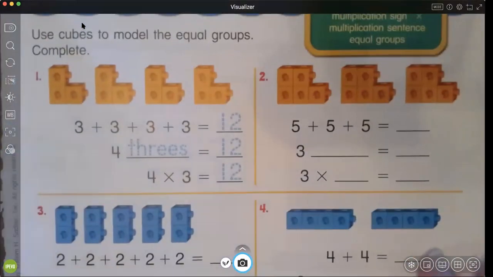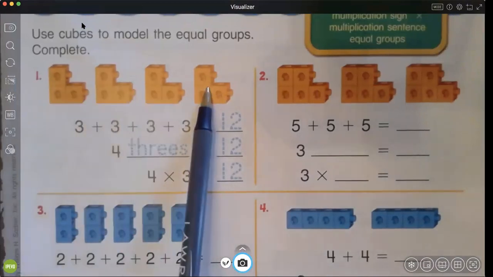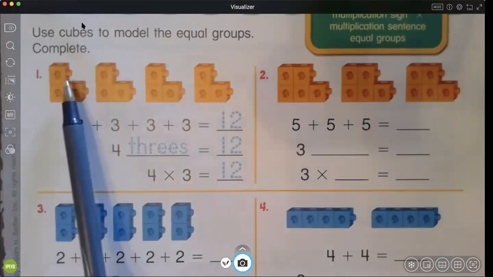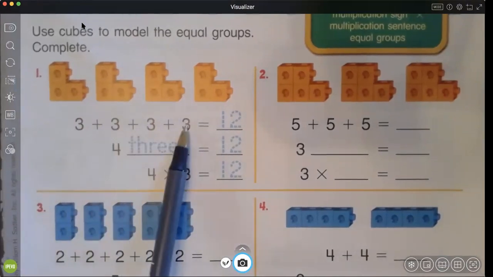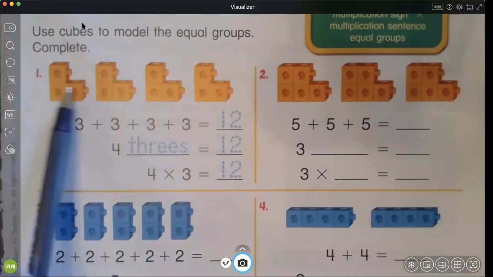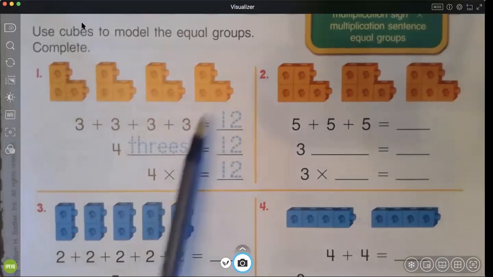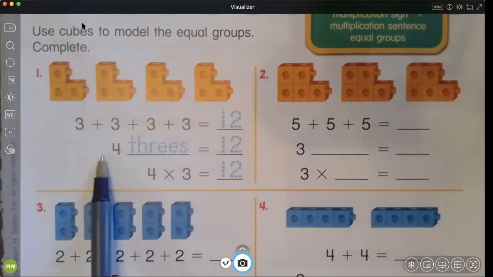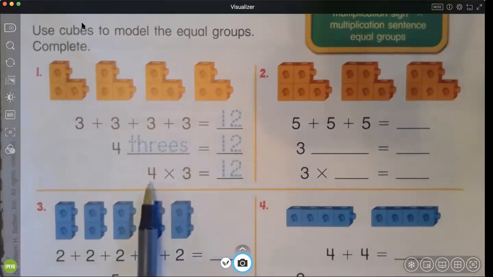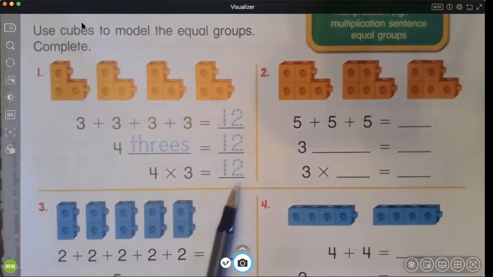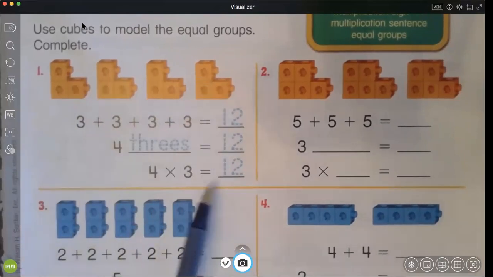So number 1 is done for you, but I want to go over it. So we have 4 groups here, and each group has 3 blocks. So we're going to do 3 plus 3 plus 3 plus 3. And if we count by threes, we have 3, 6, 9, 12. Okay. And we have 4 groups of 3. So 4 threes still equals 12. So now we're going to multiply. 4 times 3, it still equals 12. We have 4 groups of 3. Okay. So 4 times 3 equals 12.